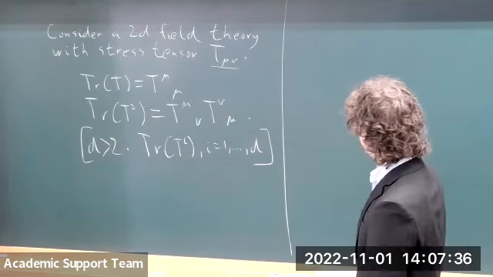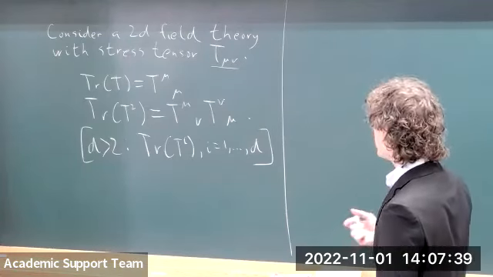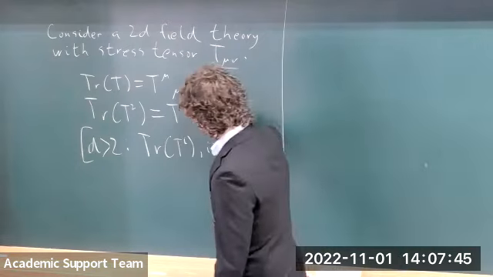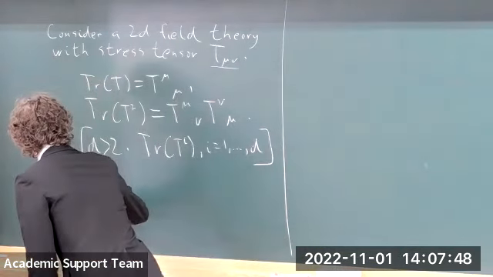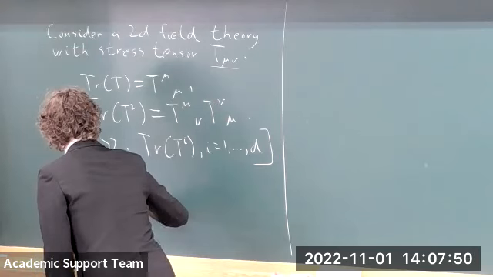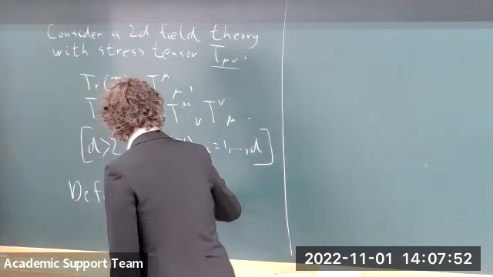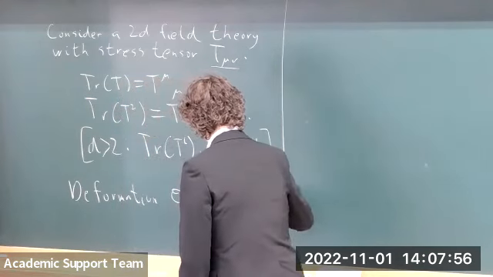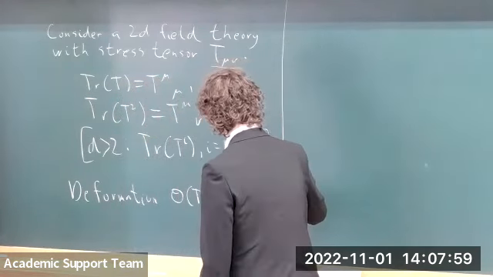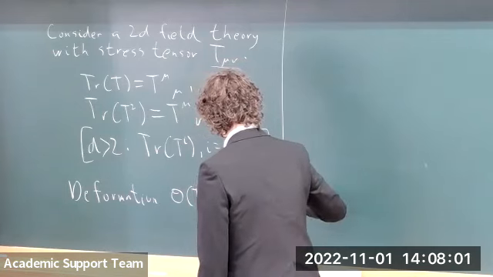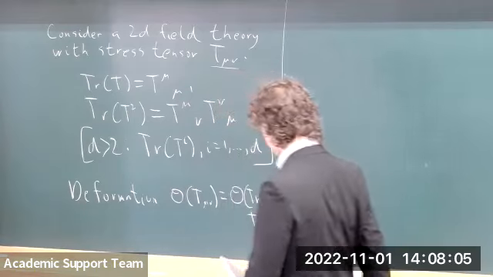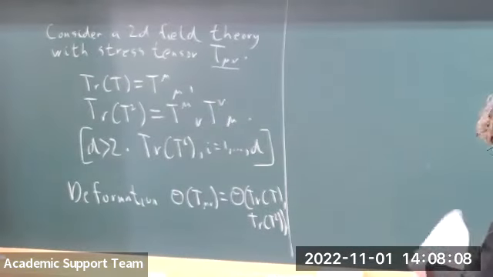Okay, so any putative deformation we would like to construct from the stress tensor should be a Lorentz scalar, which means it's in 2 dimensions built from these 2 objects. So a deformation will be some operator, say O of T mu nu, which in this case is some O of these 2 independent traces: trace of T and trace of T squared.